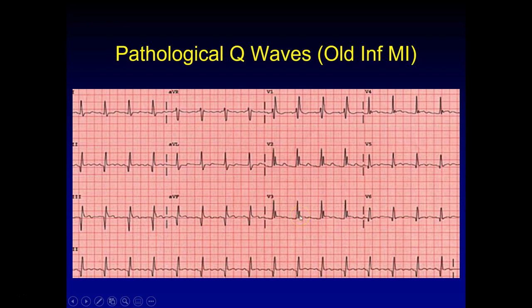This one I actually would like to show you just really quickly. Whenever you have what's called pathologic Q waves, and you'll notice the Q waves aren't present in some of these leads, or you'll see something like this, what this indicates is that the patient has previously infarcted. Sometimes you will also see ST depression on older infarcts.